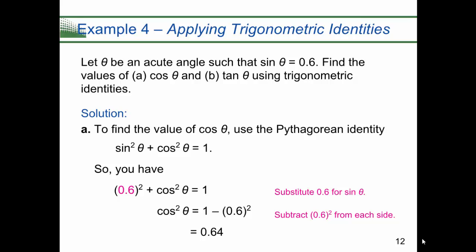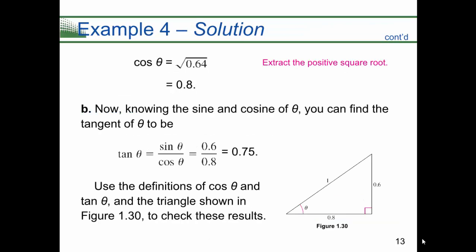A. To find the value of cosine of theta, you can use the Pythagorean identity. So sine squared of theta plus cosine squared of theta is going to equal 1. So 0.6 squared plus cosine squared of theta equals 1. Cosine squared of theta equals 1 minus 0.6 squared, which would be equal to 0.64. We then must take the square root of both sides, and we get that the square root of 0.64 is equal to 0.8.